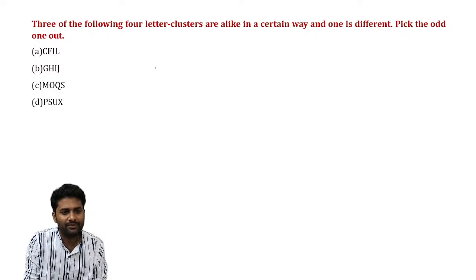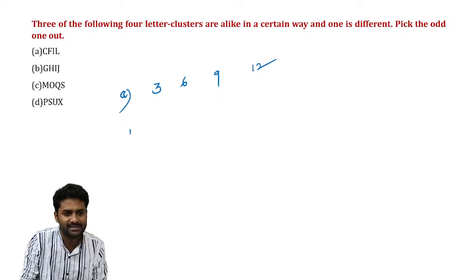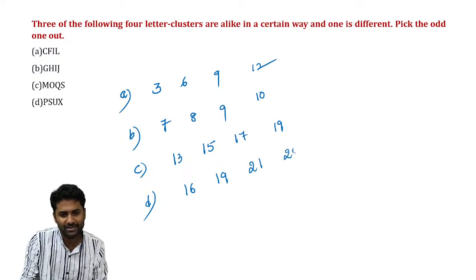Let me write the alphabetical positions. C 3, F 6, I 9, L 12. If you observe, the difference from letter to letter is 3. G 7, H 8, I 9, J 10. The difference is 1. Let's go for M: 13, 15, 17, 19. The difference is 2. Now see, here P 16, S 19, U 21, X 24.